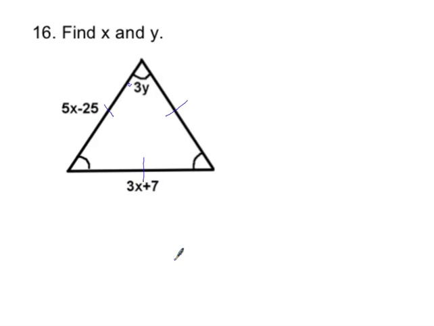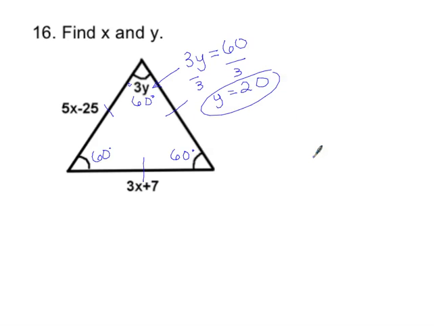Now, what do you know the angles actually are? Right, those are 60 degrees every single time. So how can we figure out what y is? 3y has got to equal 60. Divide by 3. y is 20. So there's half our answer.